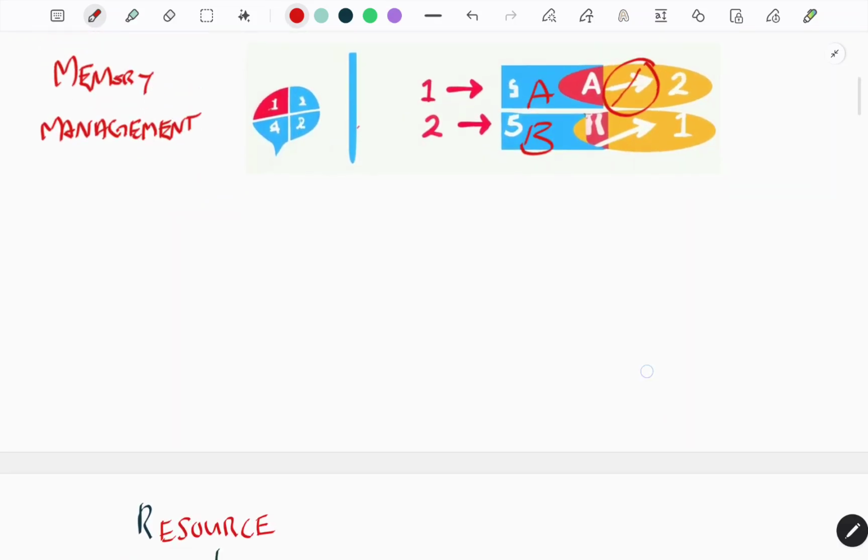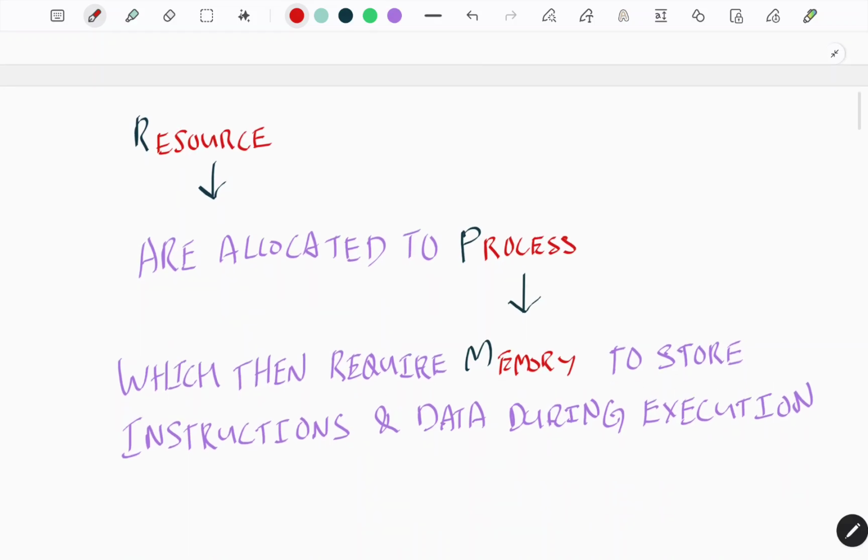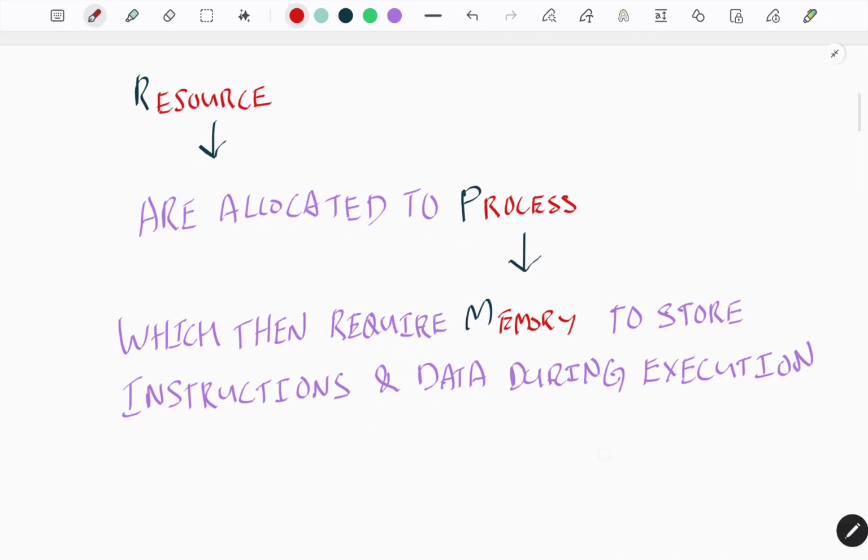I think I have a memory, right? Is my spelling for memory correct? Memory: to store instructions and data during execution.